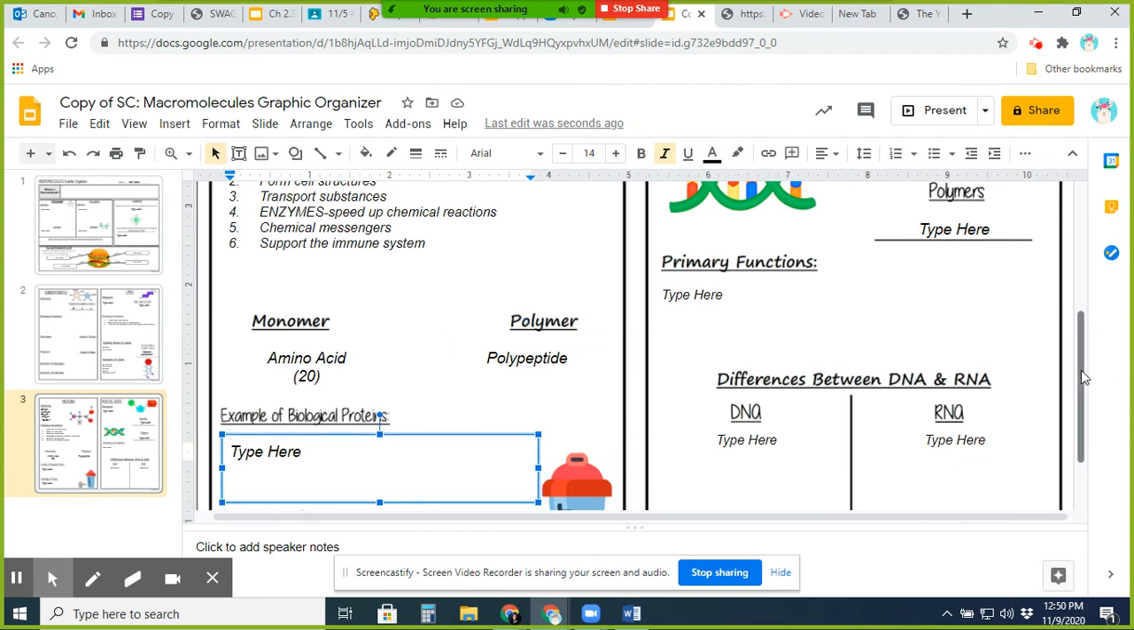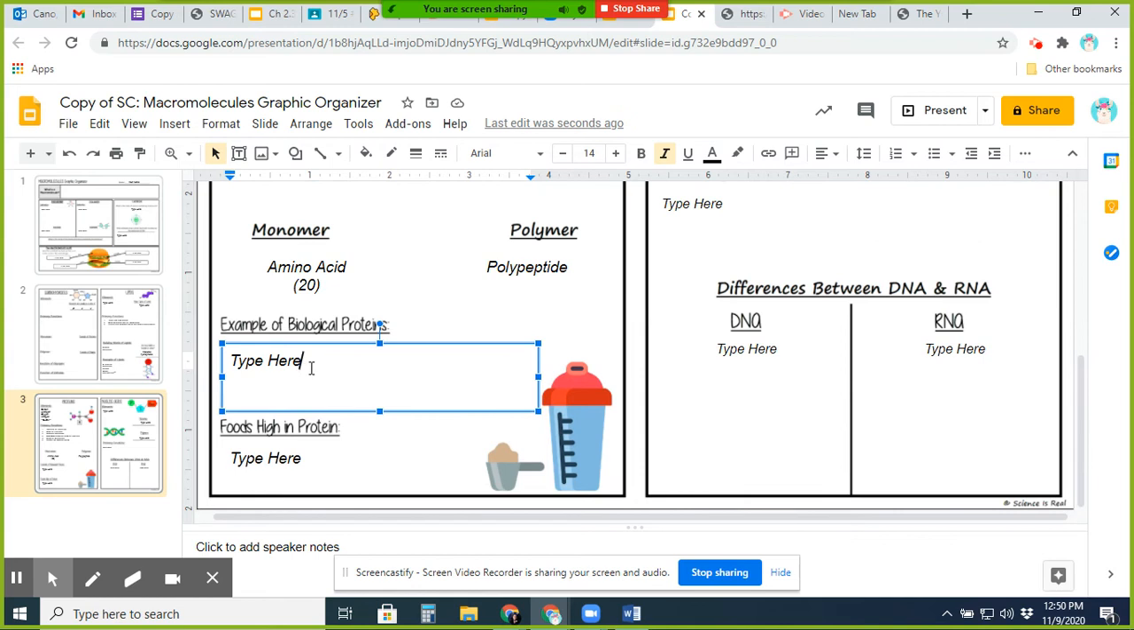Some biological proteins, ladies and gentlemen. You're probably familiar with all of these. Keratin, enzymes, muscle, insulin, and antibodies. These are all proteins.